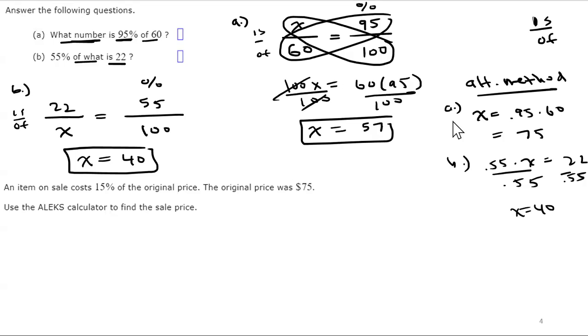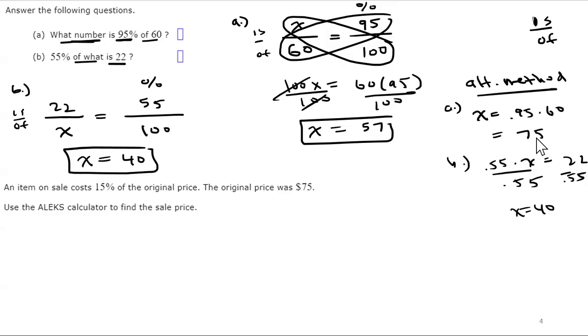Someone asked if there was an alternative method, and so I showed that here by using algebra. So I let x be the number, then an equal sign, and 95% will be 0.95. Of translates to multiplication, so times 60. So we just do 0.95 times 60, and you get your answer.